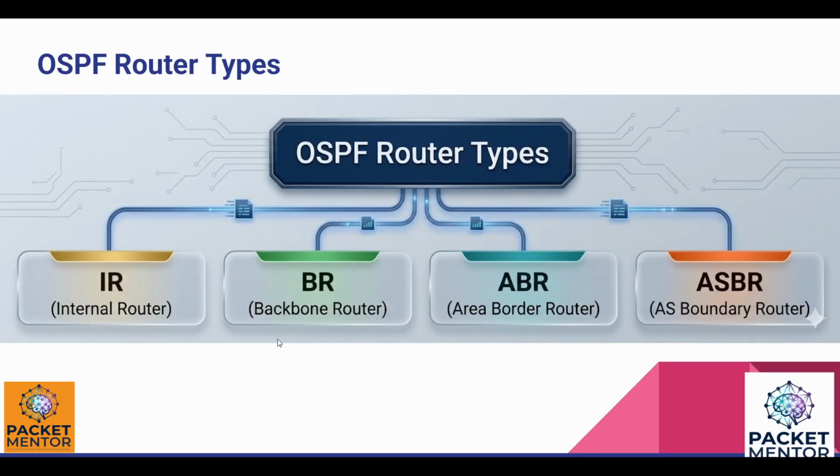Internal routers mean routers in the same area. Backbone routers are the routers in area 0, the backbone area. ABR, area border router, is the router which connects two different areas, for example, area 0 and area 1. And ASBR is the autonomous system boundary router. These are the routers which connect OSPF with another routing protocol, which could be static routing, EIGRP, or another routing protocol.